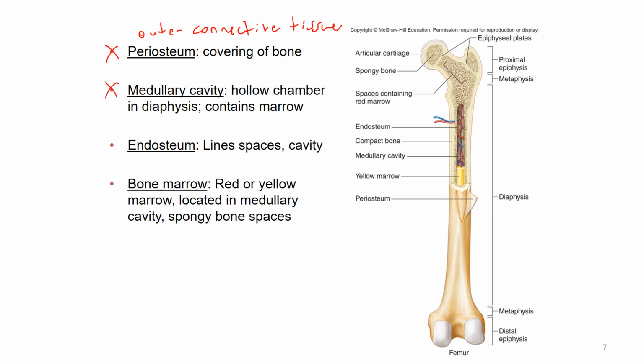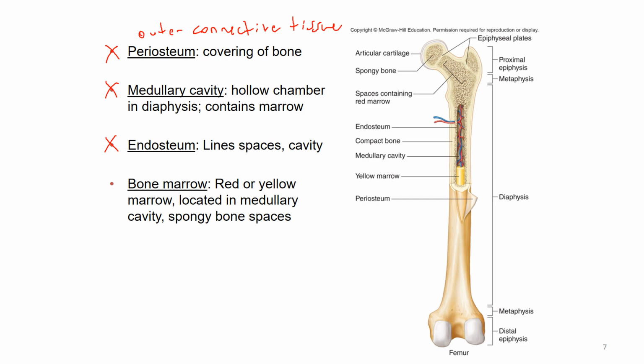Medullary cavity, also known as the marrow cavity. This is the canal on the inside of the bone. This part has marrow inside, but also blood vessels and nerves going through. Then the endosteum. This is also connective tissue, but it's on the inside of the bone. So it's where you have the spaces in the bone. So for example, the marrow cavity, medullary cavity, is lined with the endosteum.